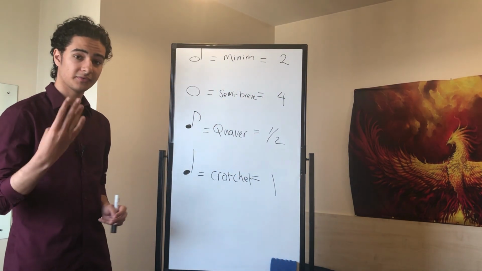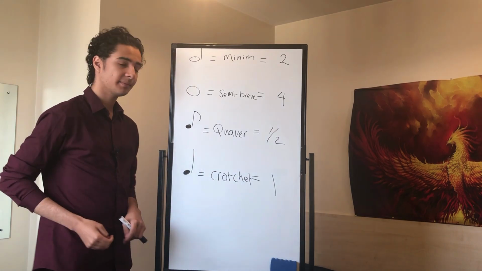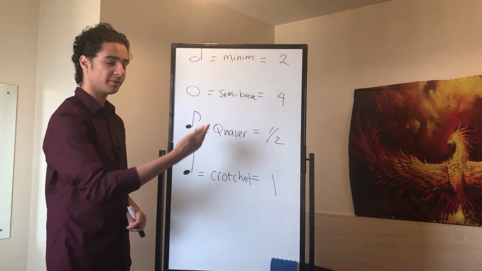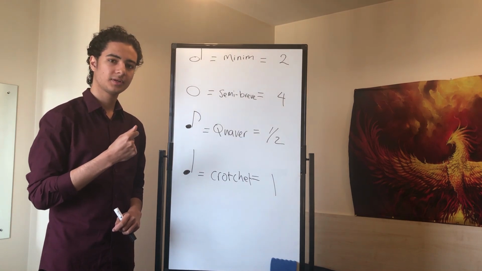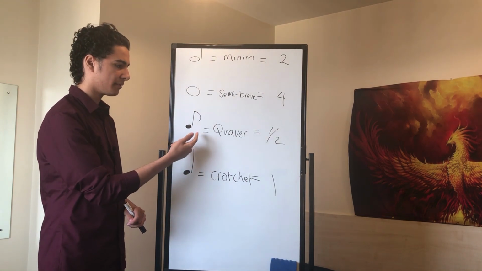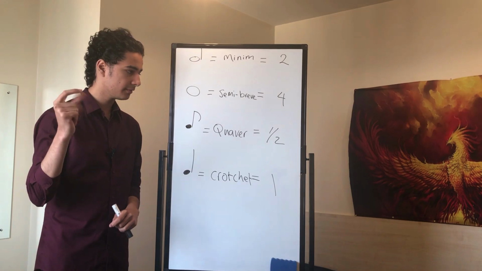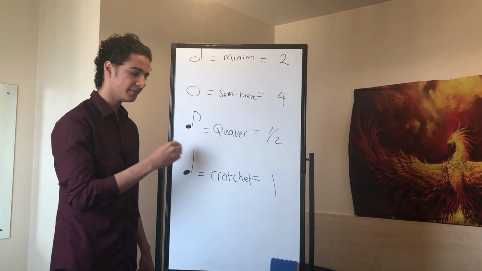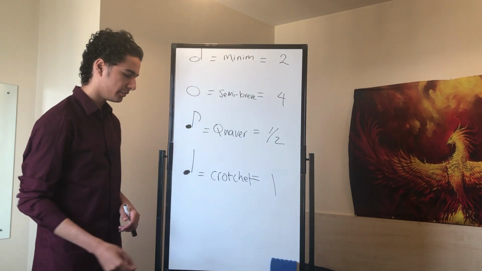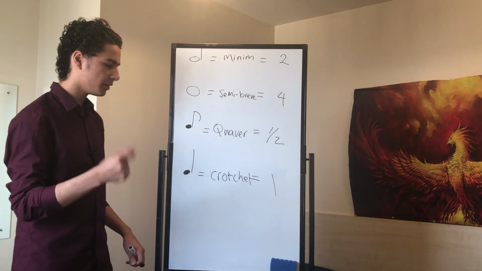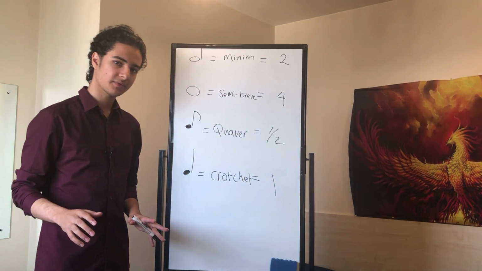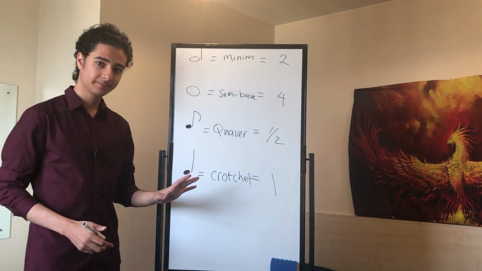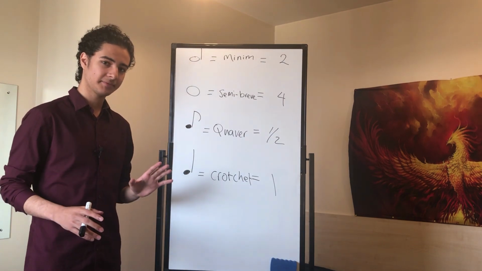So if we're in 4 and we're counting minims, we're going to be doing 1, 2, 3, 4. If we have a semibreve, it's just 1, 2, 3, 4. If we have quaver, 1, 2, 3, 4. Okay, half, there's 2 quavers per beat. Then you have the crotchet, which is just 1, 2, 3, 4, the most basic of them all. So like I said, these are the simple, most basic values that you will definitely see.